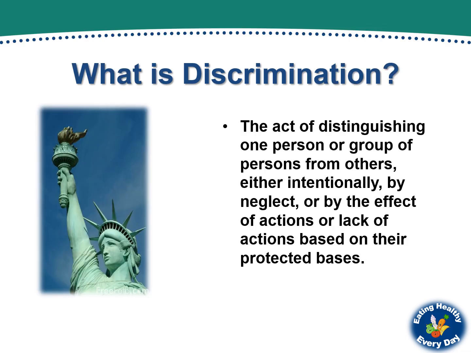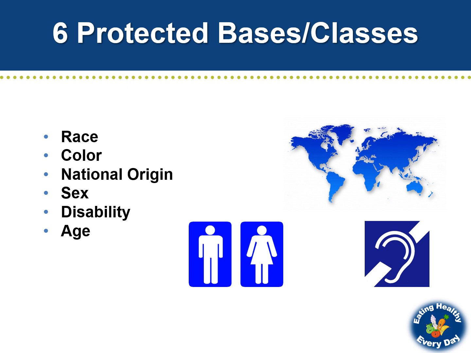Discrimination is defined as the act of distinguishing one person or group of persons from others, either intentionally, by neglect, or by the effect of actions or lack of actions based on their protected bases. The protected classes and all of the civil rights and non-discrimination rules are in federal regulations as well as the Food and Nutrition Services instructions.